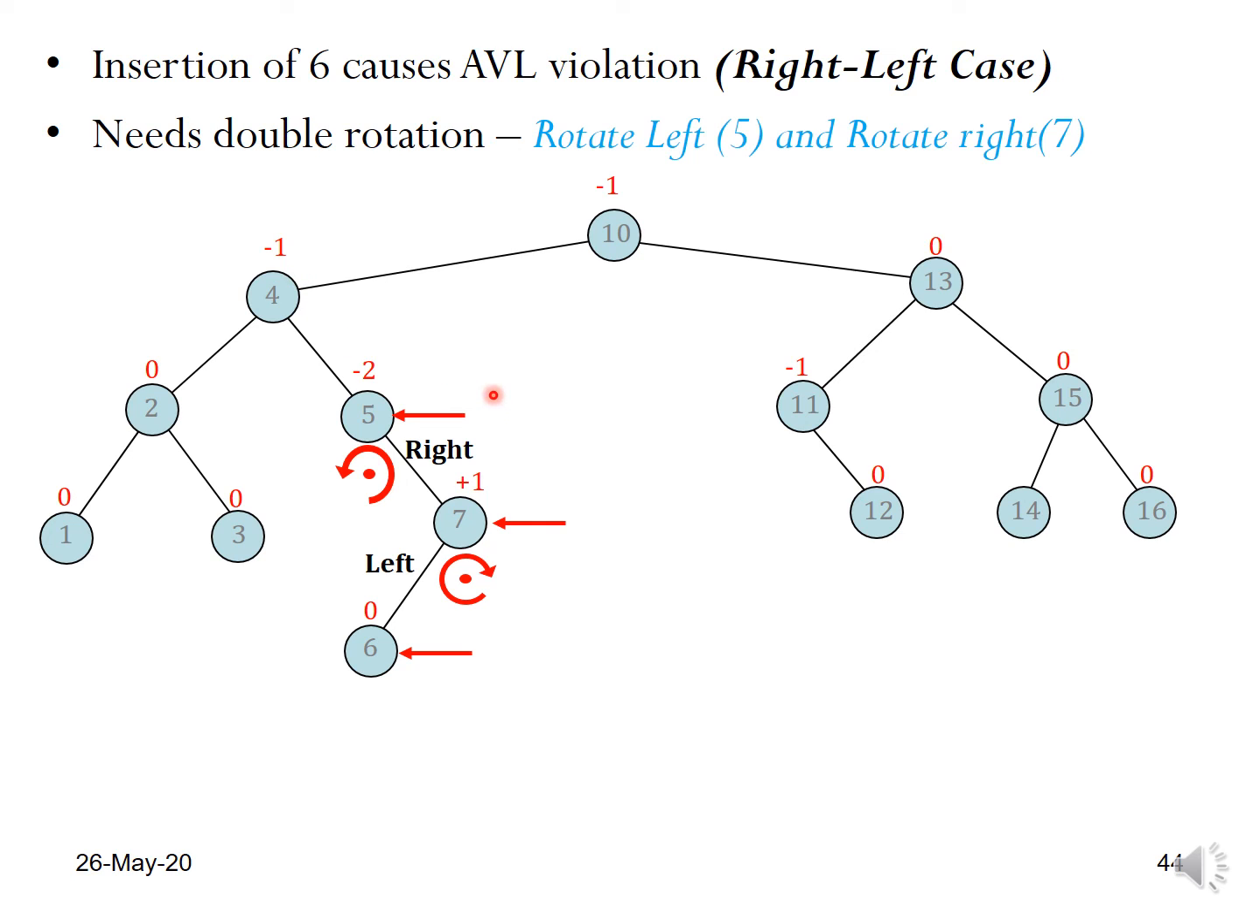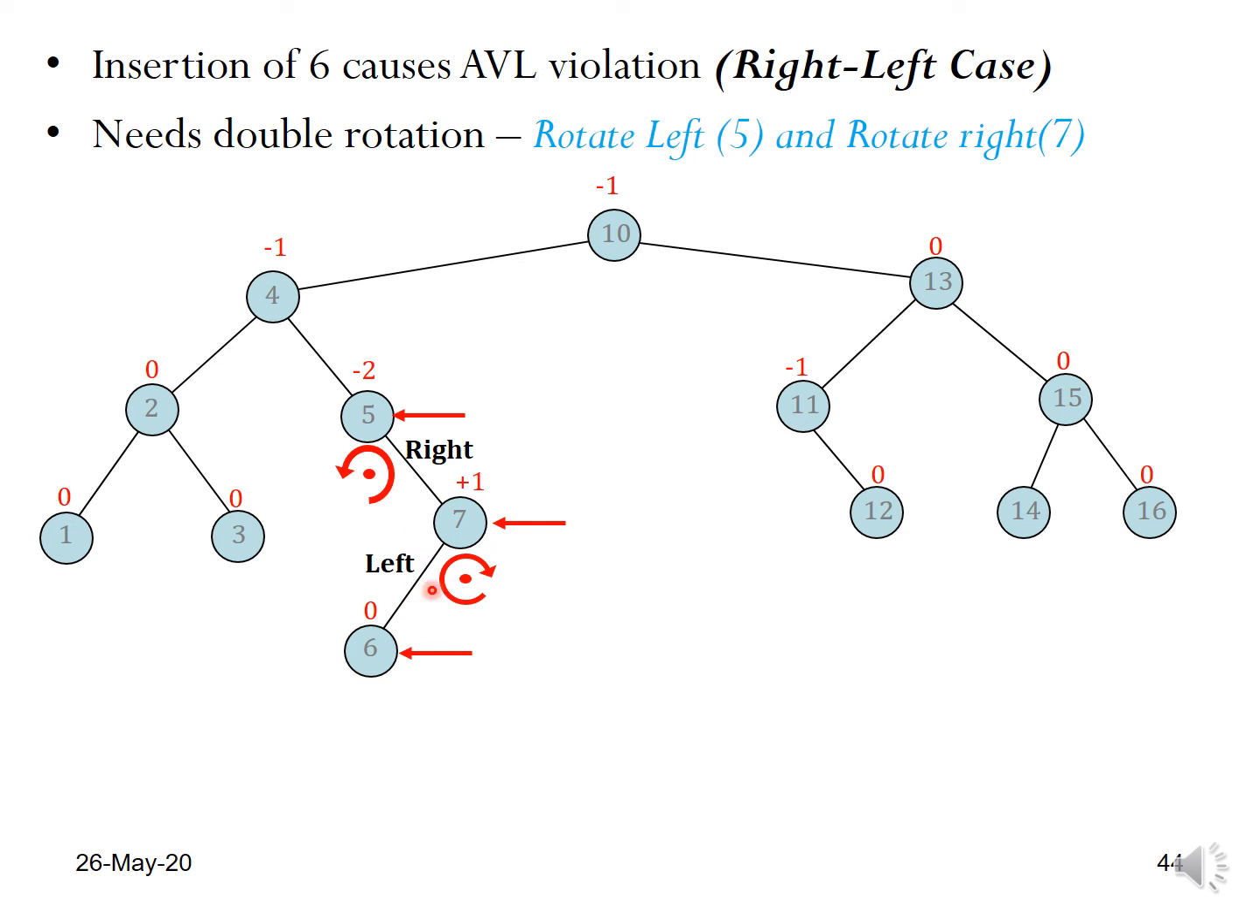So now here we can say only one node is there, this is 5, that is having the balance factor minus 2, and this inserted node, this is 6, is here. This is in the left of 7, and this 7 is in the right subtree of this 5, so this is a right left case. Because this is a right left case, we will perform the double rotation.